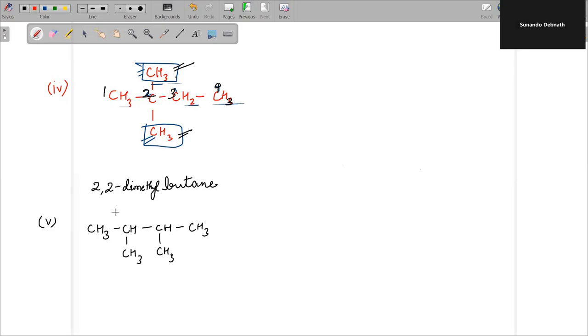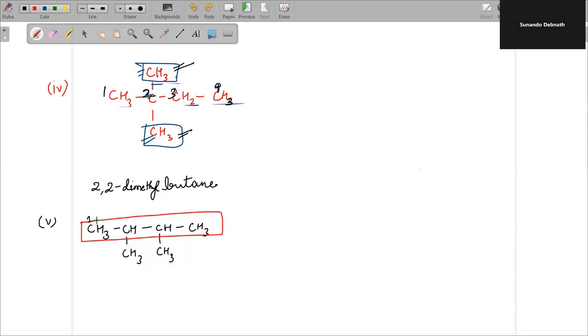So again, you have to look for the longest possible carbon chain. You will see that this is the longest possible carbon chain. And to this longest possible carbon chain, you have these two CH3 getting excluded from the main chain. So we will call them methyl. How to number the main chain?